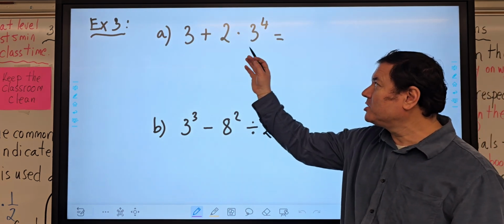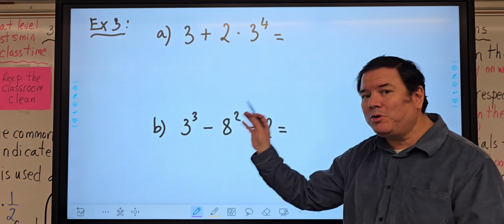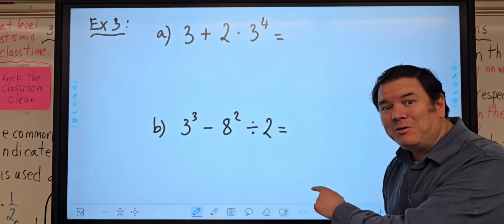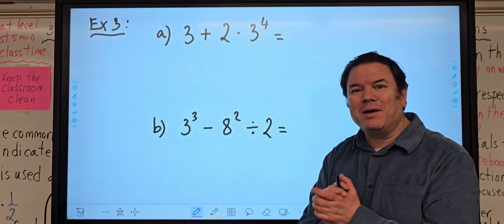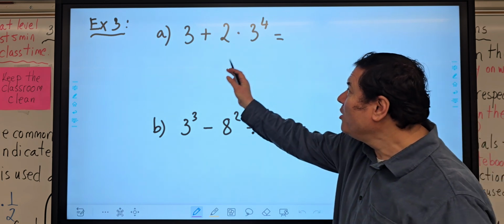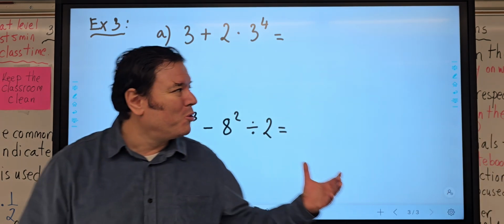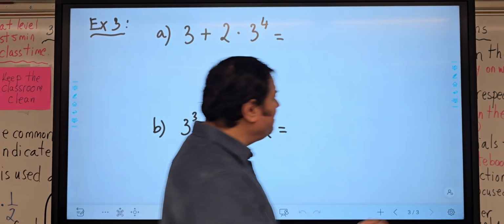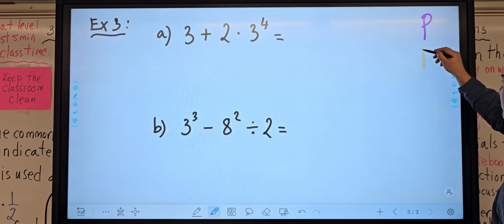Here we have 3 plus 2 times 3 to the 4th power. And the second example, we have 3 to the 3rd power minus 8 squared divided by 2. Now in this case, again, we have to use the lovely acronym PEMDAS, okay? Because we have order of operations. And you know how important order of operations are, and we need to follow that order, okay? So let's write the acronym by the side of our paper, PEMDAS.